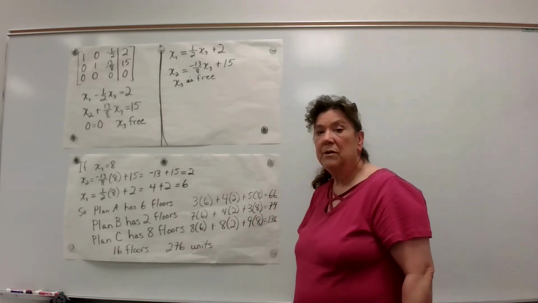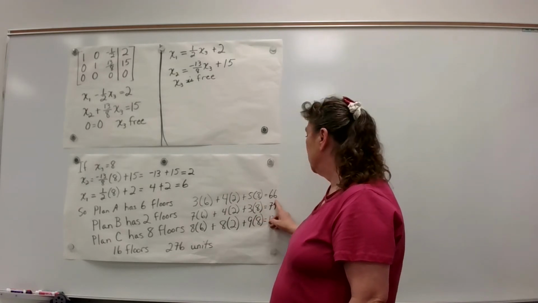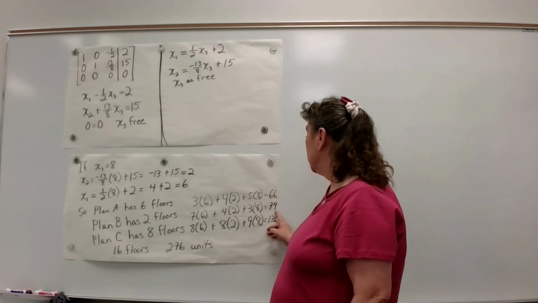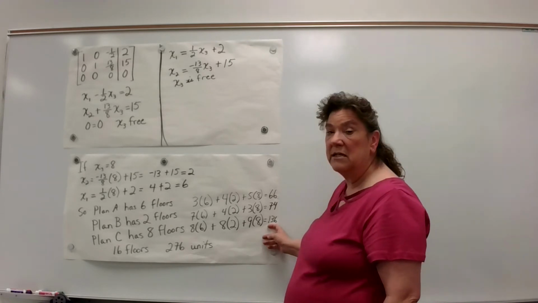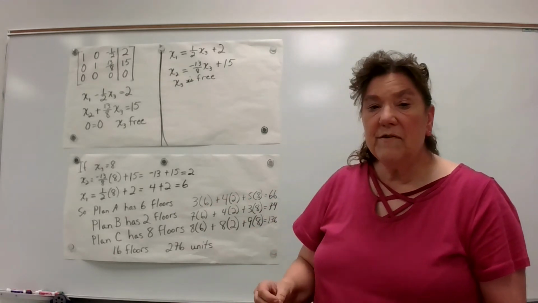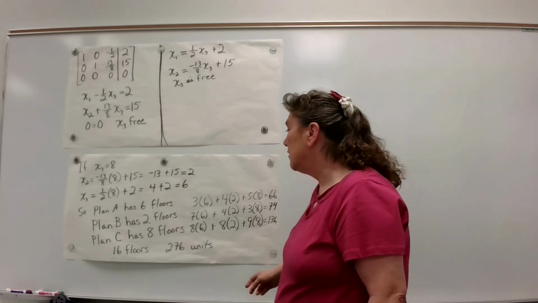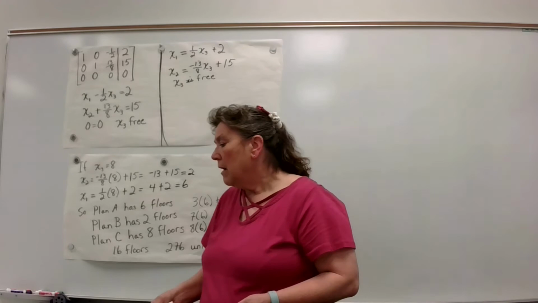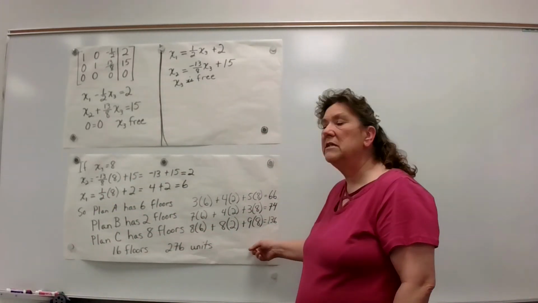How many rooms? Well, 3 times 6 plus 4 times 2 plus 5 times 8 is equal to 66. 7 times 6 plus 4 times 2 plus 3 times 8 is equal to 74. 8 times 6 plus 8 times 2 plus 9 times 8 is 136. So we have just checked it. The numbers we chose for the floors gave us the right number for each type of unit, making a total of 16 floors and 276 units.